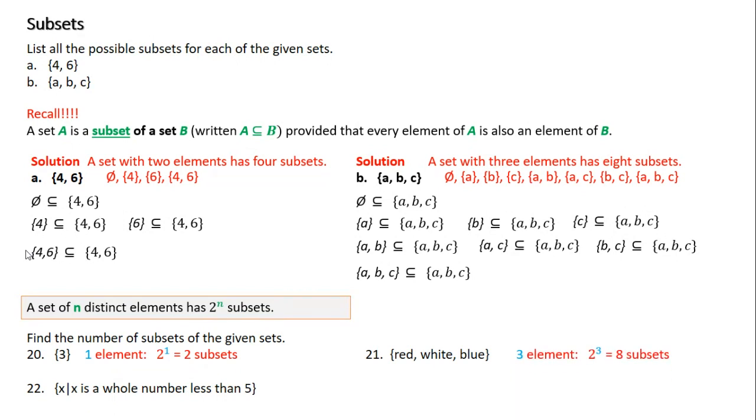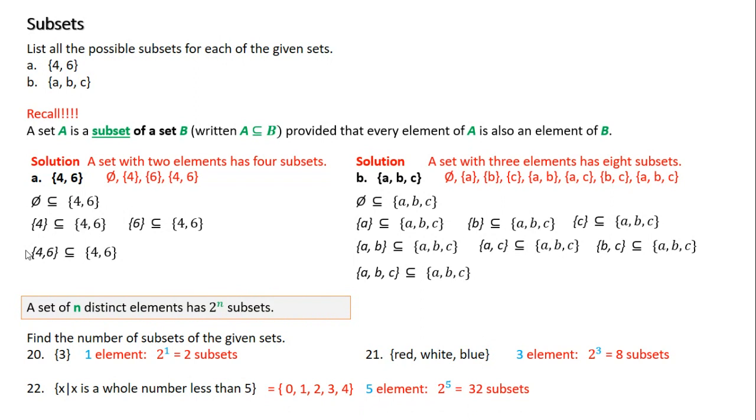How about 22? That's in set builder notation. We have x such that x is a whole number less than 5, right? So the numbers less than 5 are 4, 3, 2, 1, 0. How many elements are there? Those are 5. So 2 to the 5 is 32 subsets.